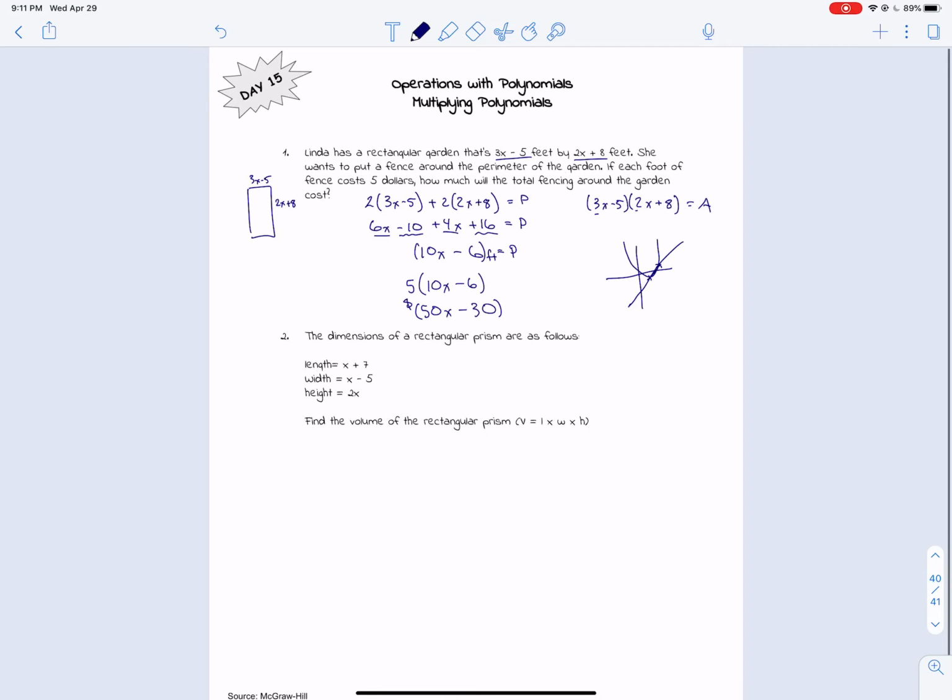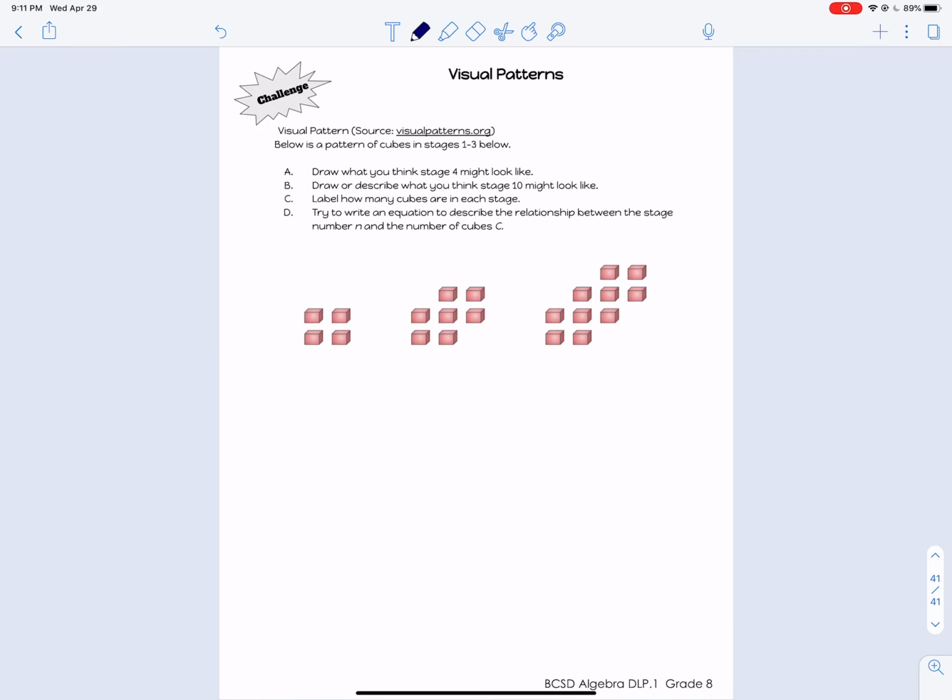All right, so that is it, except for the last little challenge that you have. And again, we've done lots of these, so I'm going to let you go ahead and do this. If you're stuck with the equation part, just leave a comment or reach out.